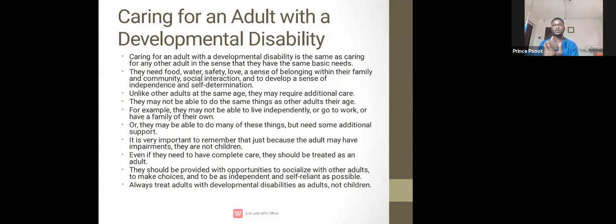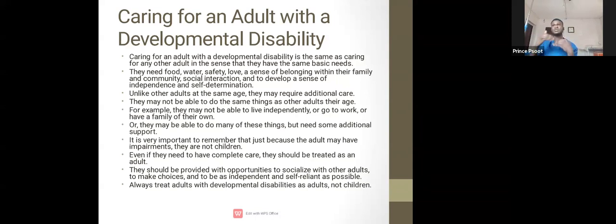So they should be provided with opportunity to socialize with other adults. They should not be segregated. That is one problem which we discussed in the previous model of people with developmental disability. They can't socialize, not because they don't want to, but because they are not even given the room to. That's what we just neglect. Nobody wants to be seen around them. Nobody wants to associate with them. So it becomes a whole lot of emotional load of stress on them.